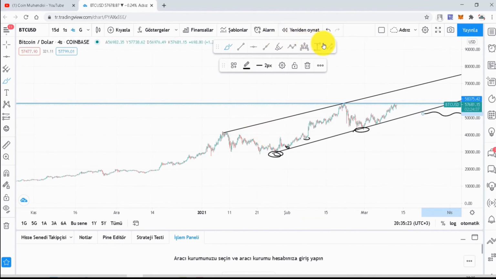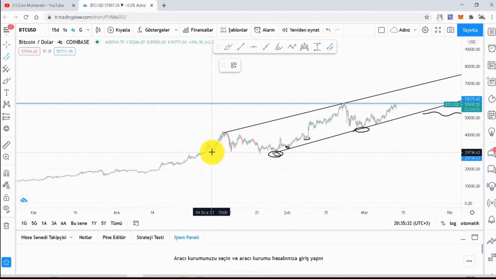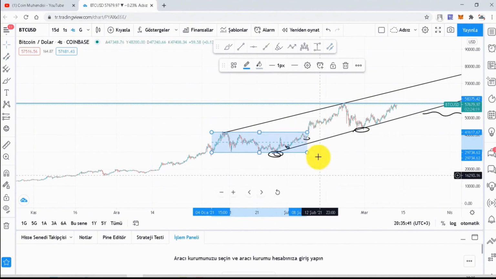Here I have my channel tool. I am drawing from the lowest point on the far left to the lowest point on the far right using this channel tool. And here I am drawing a peak. And as you can see here, there is a rectangular formation. This rectangular formation indicates the following to us.